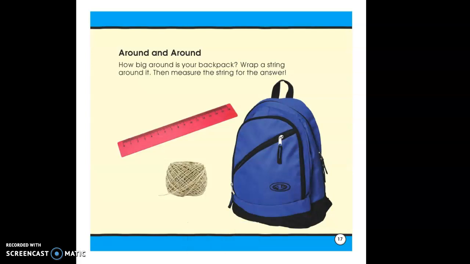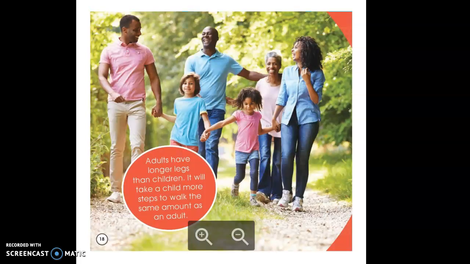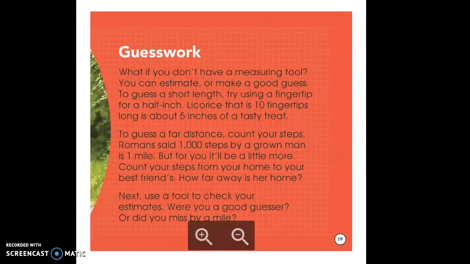Around and around. How big is your backpack? Wrap a string around it, then measure the string for the answer. Adults have longer legs than children. It will take a child more steps to walk the same amount as an adult.